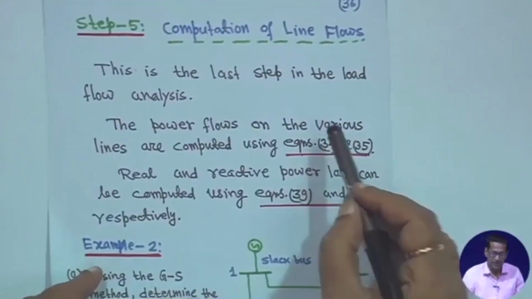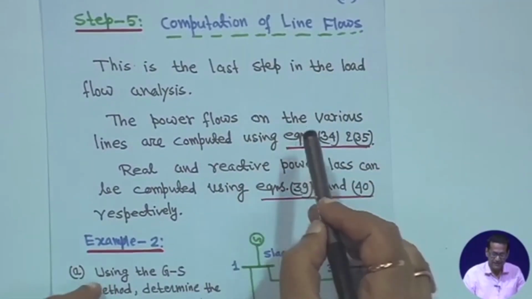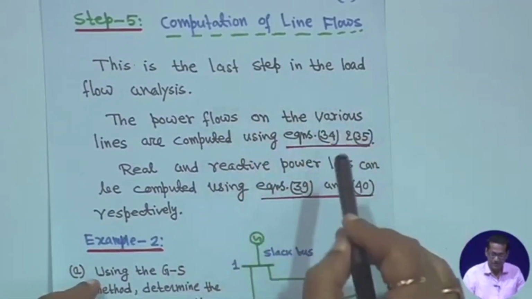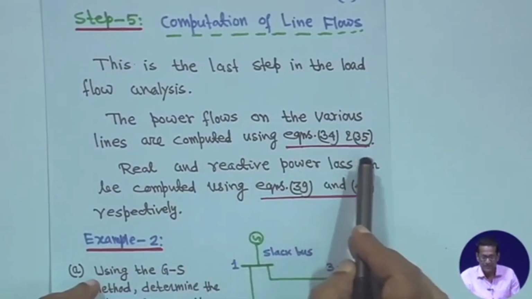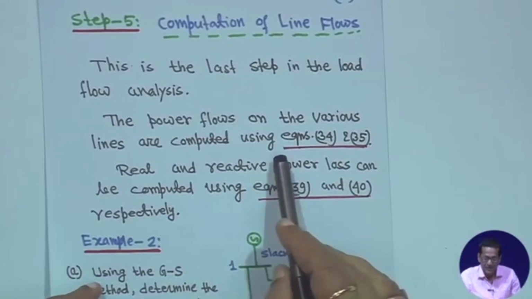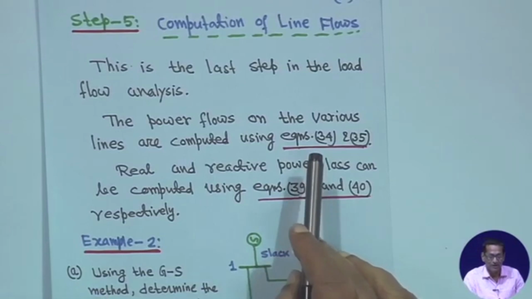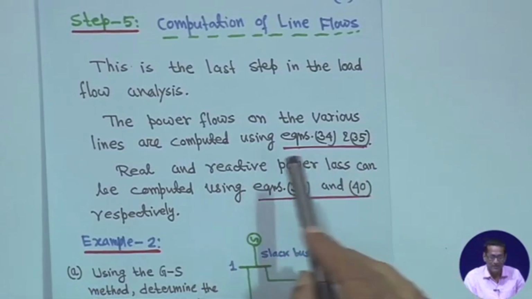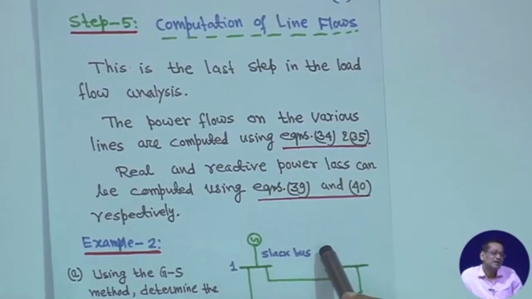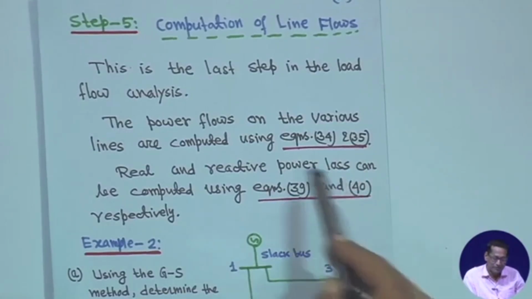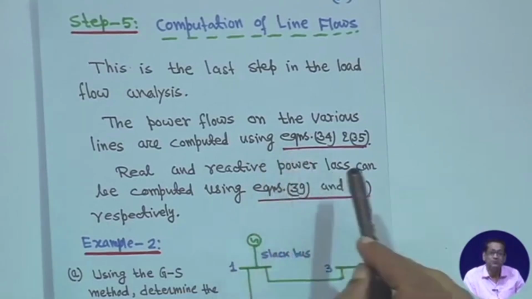Next is the computation of line flows. This is the last step. The line power flow equations are equations 34 and 35. If the solution has converged, you use equations 34 and 35, which we have derived, to find P_ik and Q_ik. That way you can find out the power flows, by putting those values in the expressions.